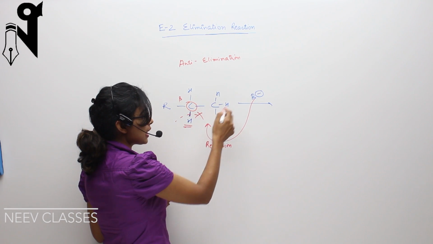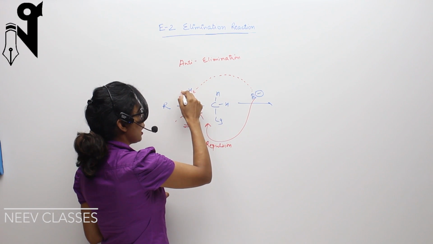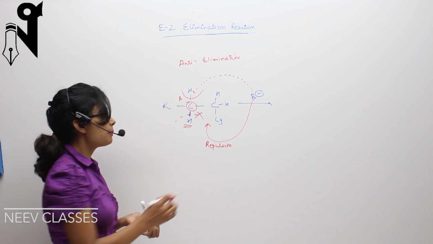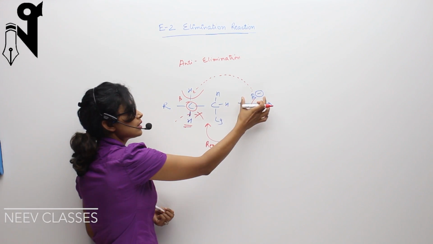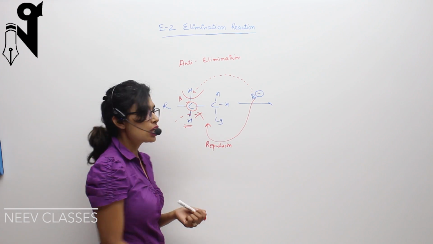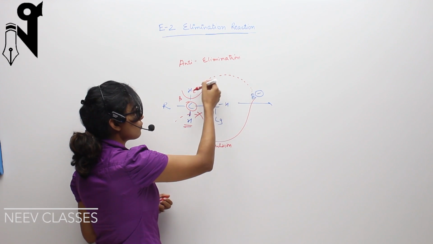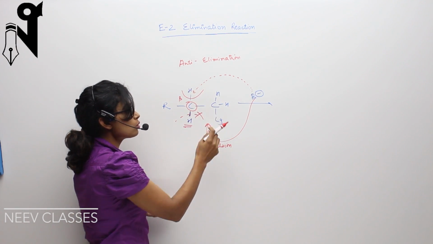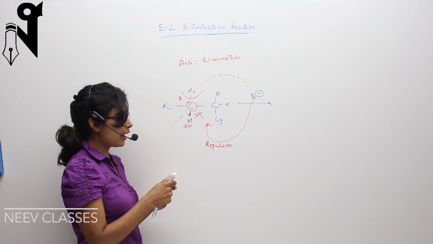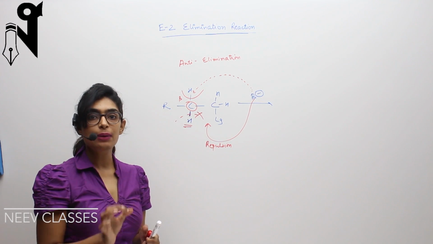Rather than coming from this direction, if the base approaches the beta carbon from this direction and tries to abstract this hydrogen, it will be easier for it. Why? Because there is no repulsion over here. The base is an electron-rich species and our leaving group is also an electron-rich species, so both will repel if the base comes from the same direction. So the base has to come from the opposite direction to pull out the hydrogen which is opposite with respect to the leaving group. This kind of alignment of hydrogen and leaving group, opposite to each other, is called anti-positioning.